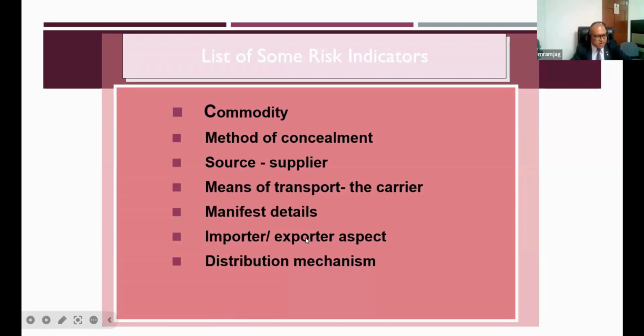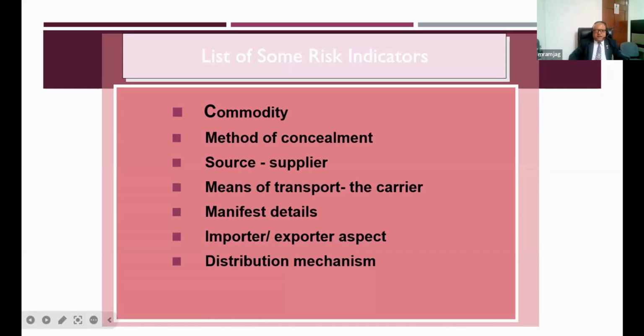Means of transport by carrier. There was one time certain flights always had excess cargo. One shipping line always had shortages. After some time you will know all these indicators. This certain vessel, when it comes, it always comes with excess goods or short goods. These are all risk indicators we can look at.